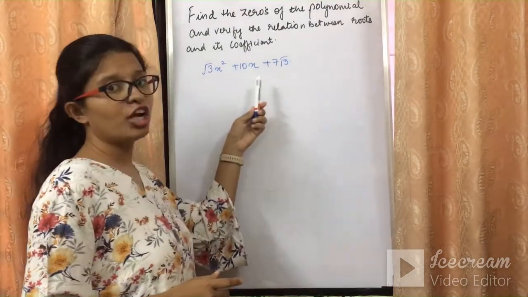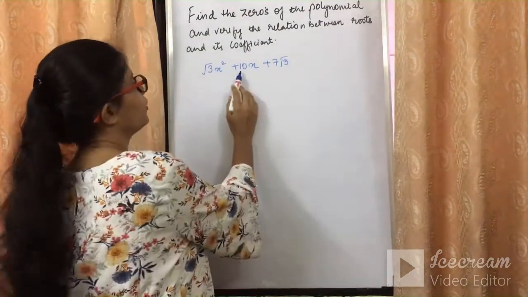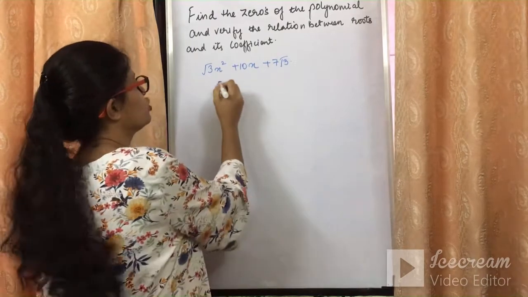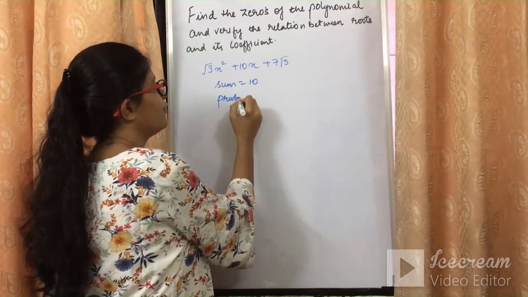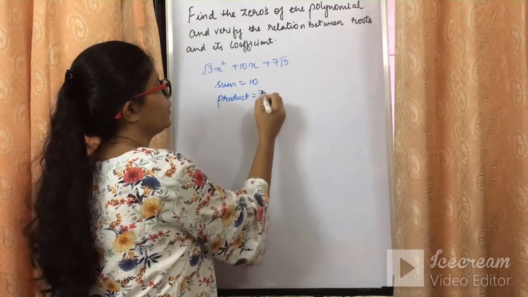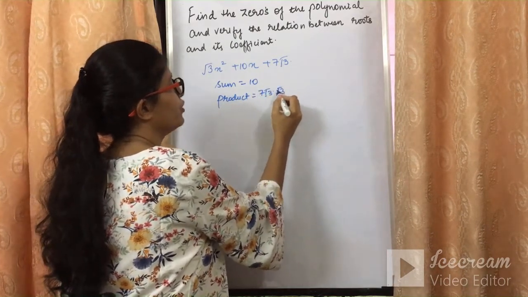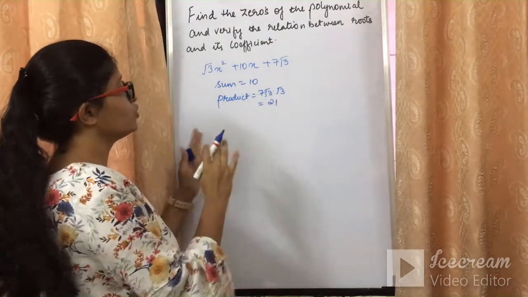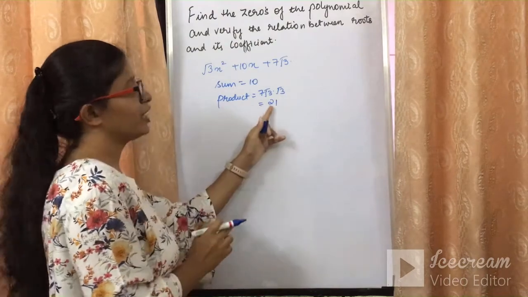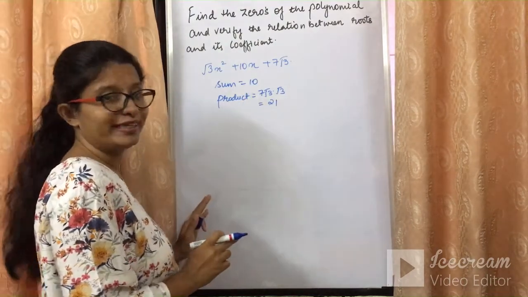Now let's have a look on this polynomial. Root 3x square plus 10x plus 7 root 3. So what is the sum we have? Sum is 10. What is the product we have over here? Is 7 root 3 into root 3, which will give you 7 into 3, that is 21. So how we need to split 10? So that the product should be 21 and the sum should be 10.